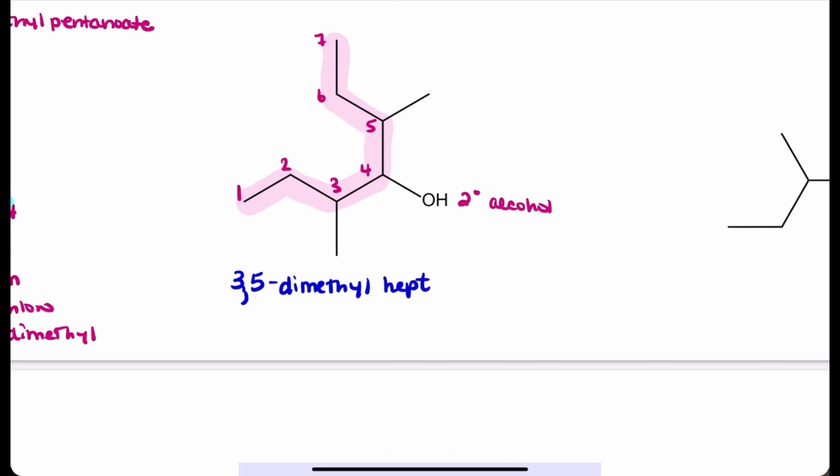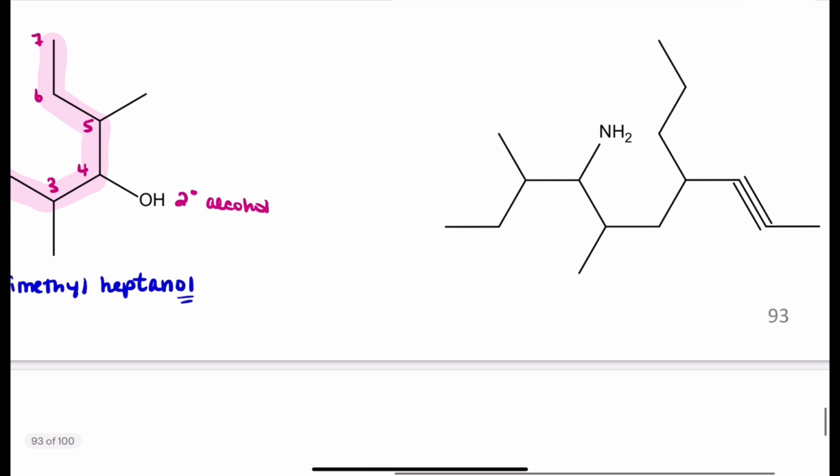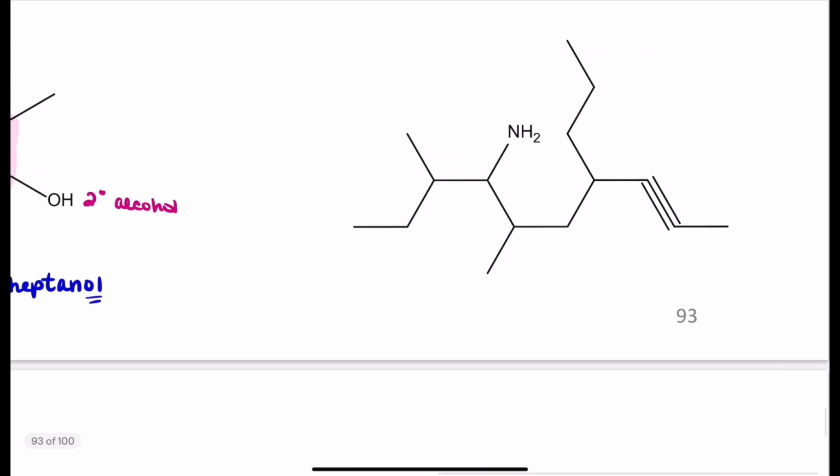Hept, and OL for alcohol. This group here, I've got that triple bond I've got to put in the chain. 1, 2, 3, 4, 5, 6, 7, 8, 9, 10. 10 is dec.